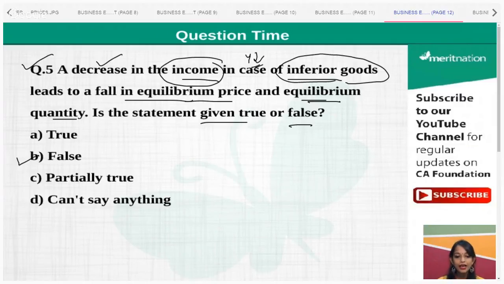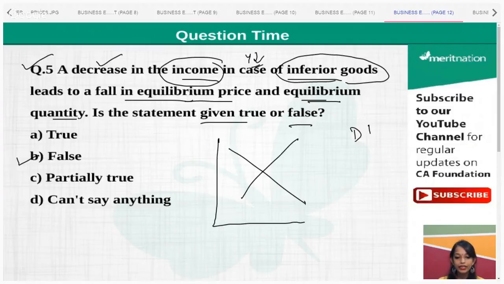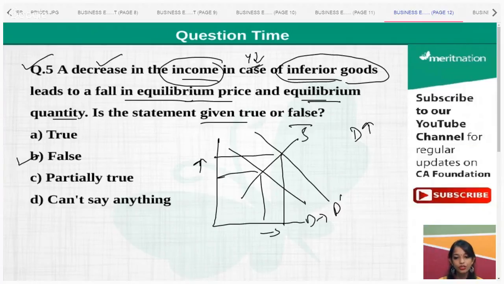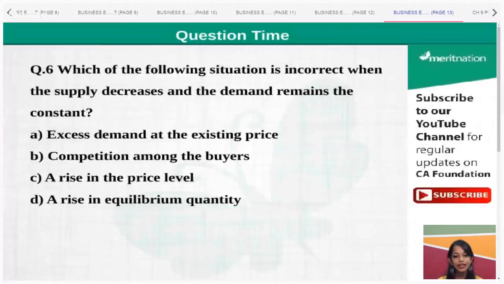False, right? Because if the income reduces for an inferior good, the demand will increase. Now, if the demand increases, obviously your price and quantity both will increase, right? If your demand shifts to D dash and your supply remains constant, of course it's false, guys, because both equilibrium price and quantity will rise. That's why the statement is false. Awesome. Very good, guys. Awesome, Janvi. Yes, correct answer. Okay, next question, guys.